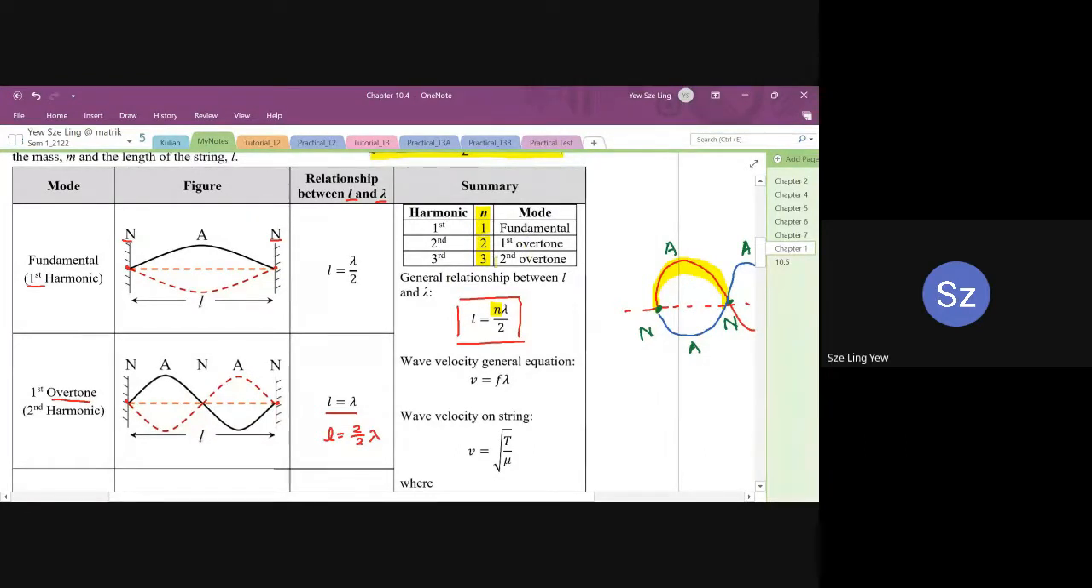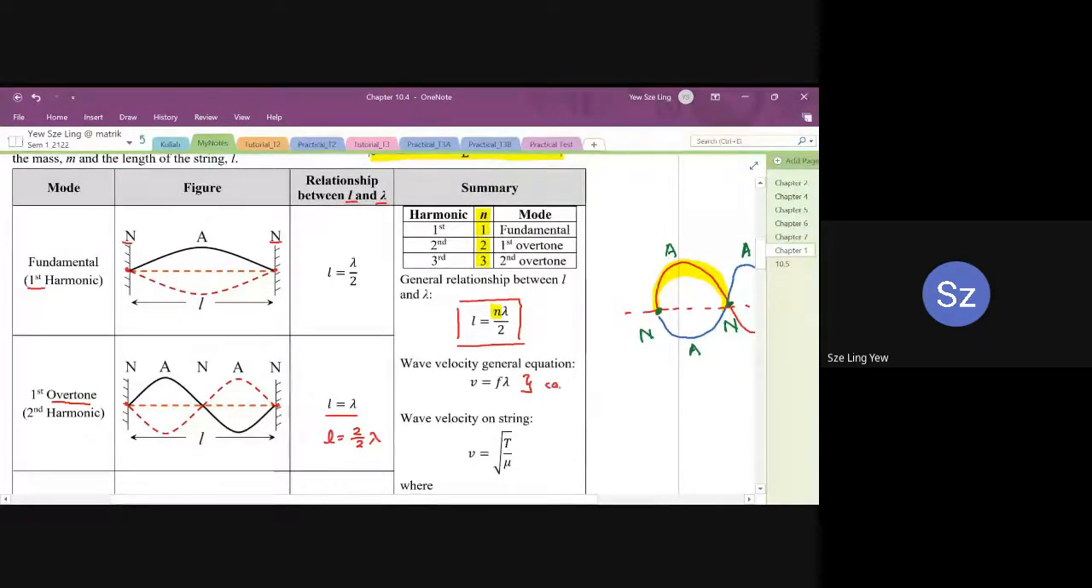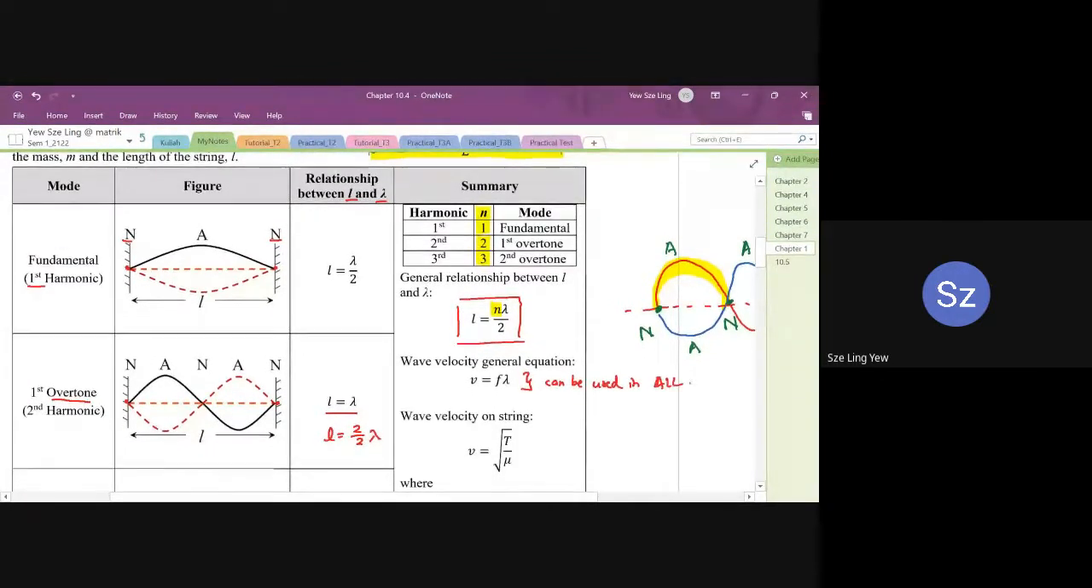So if you're given an overtone, make sure you know: the first overtone is equal to which harmonic? The second overtone is equal to which harmonic? So we have L equals n lambda over 2. The general equation for a wave is v equals f lambda, regardless of the medium. This can be used in all types of medium. It doesn't matter whether you're looking at strings, air particles, or other materials. The v equals f lambda is the general equation.